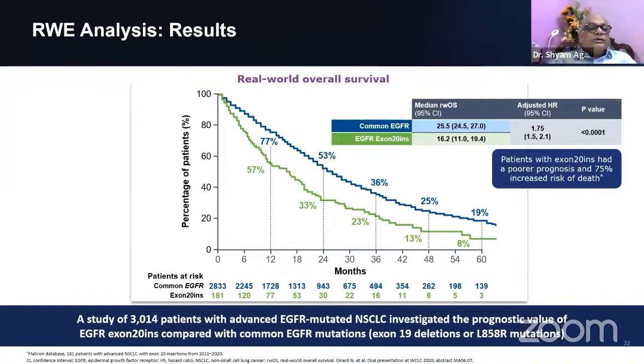Okay, so this is the real world data for patients. If you look at the overall survival, these are the patients of common EGFR versus EGFR insertion. So the outcomes are inferior in this large cohort of patients who were looked upon. 75% increased risk of death. Next slide, with a significant p-value. Next.